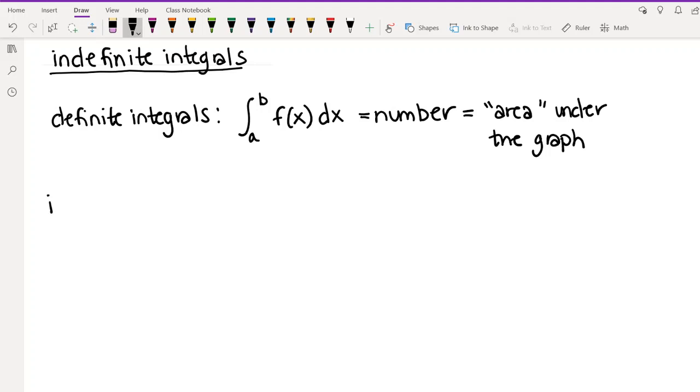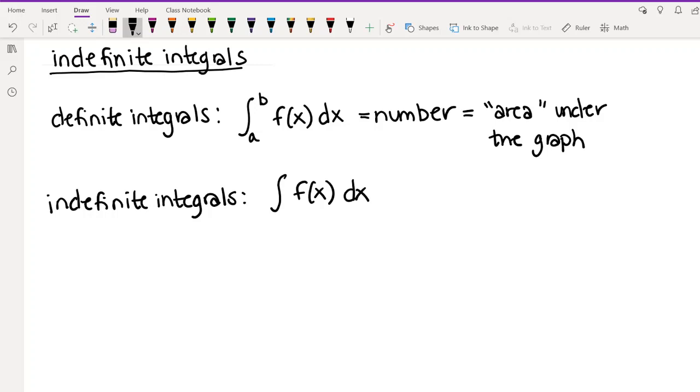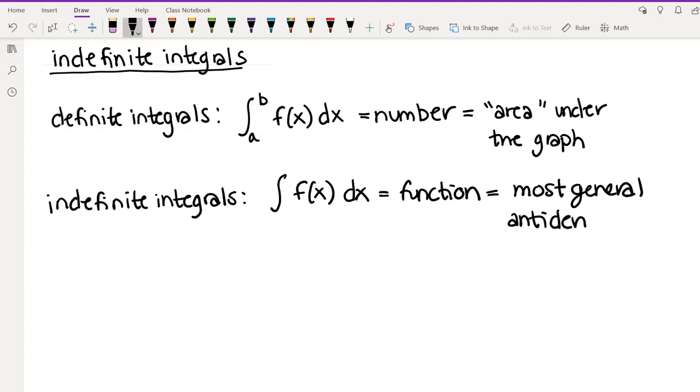So what is an indefinite integral? An indefinite integral is basically when you have an integral symbol, but you don't put any a or b on it. And so what does that mean? It's basically just a symbol to mean find the antiderivative. So what are you going to write down? You're actually going to write down a function. Your answer should not be a number, it should be a function. And what is that function specifically? That function is going to be the most general antiderivative of f of x.